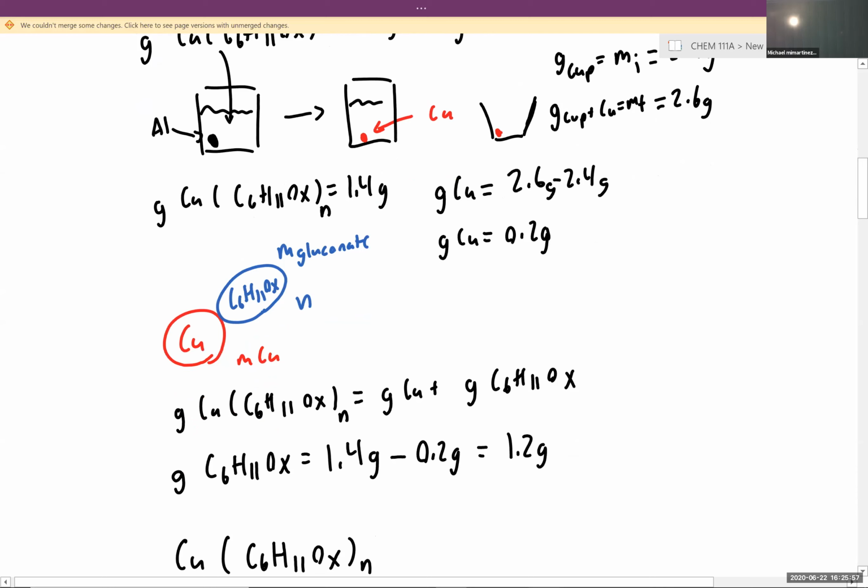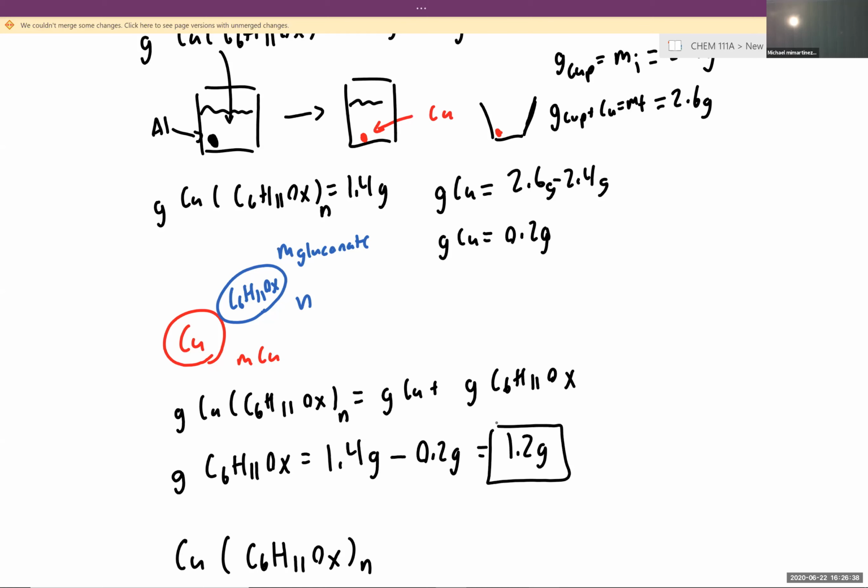Now, we know that looking at our copper gluconate, the mass of copper gluconate is composed of copper and gluconate. So the grams of copper gluconate are equal to the grams of copper plus the grams of gluconate. So we can obtain the mass of gluconate via subtraction. Wonderful. Does this overview make sense so far on how we've processed our experimental data?